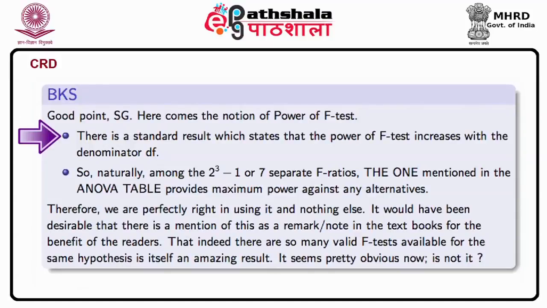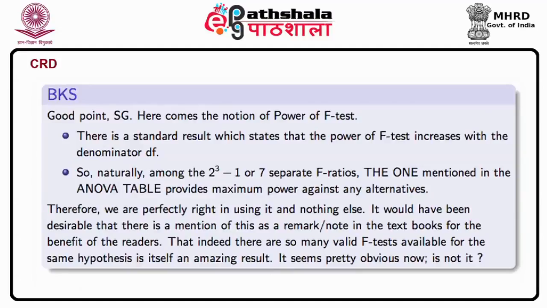There is a standard result which states that the power of the F-test increases with denominator degree of freedom. You are likely to learn this property of the F ratio in your inference course in multivariate context. Anyway, naturally, among the 2^v minus 1 or 7 separate F ratios, the one mentioned in the standard ANOVA table provides maximum power against any alternative, because that carries n minus v degrees of freedom for the mean square W.